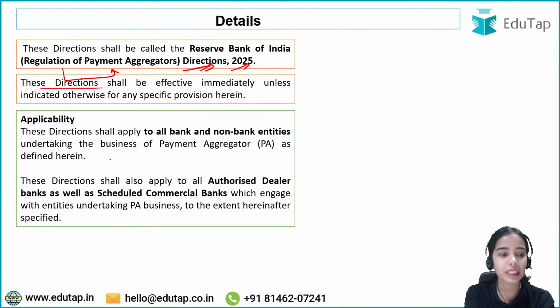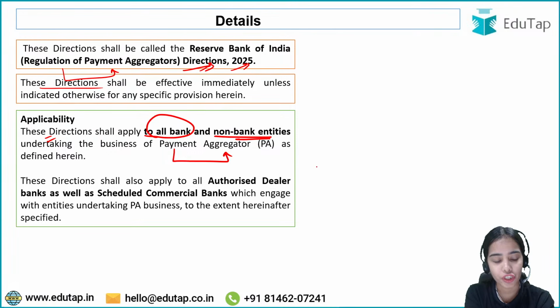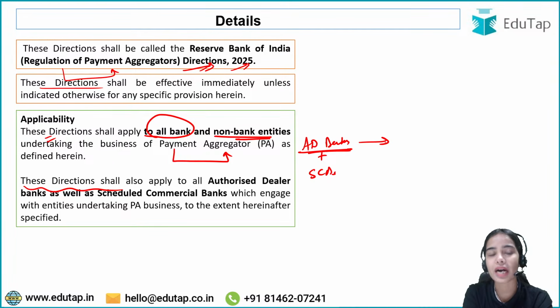Okay, applicability. These directions shall apply to all the banks and non-bank entities that are undertaking the payment aggregator function. These directions shall also apply to all the authorized dealer banks and the scheduled commercial banks. Authorized dealer banks are those banks that are authorized by the RBI to undertake foreign currency transactions or to help with foreign currency transactions.